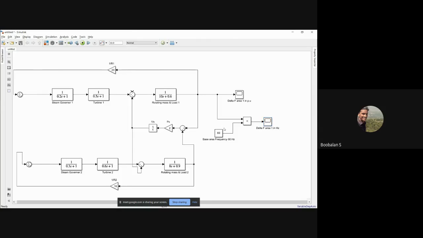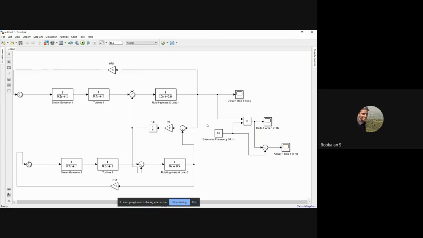If you want the actual frequency, we need to add the change in frequency values to it, right? For that purpose, I'm going to add a sum block. The sum block denotes my base frequency plus my change in frequency, and finally you will get the actual frequency, right? Instead of delta, I'm going to use actual frequency. Actual, wait, spelling mistake. Actual frequency for area 1.